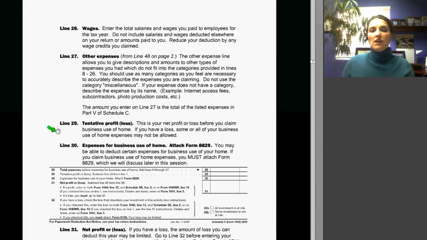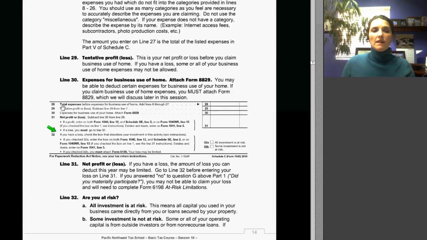Line 29, tentative profit or loss. This is your net profit or loss before you claim business use of your home. If you have a loss, some or all of your business use of your home expenses may not be allowed.